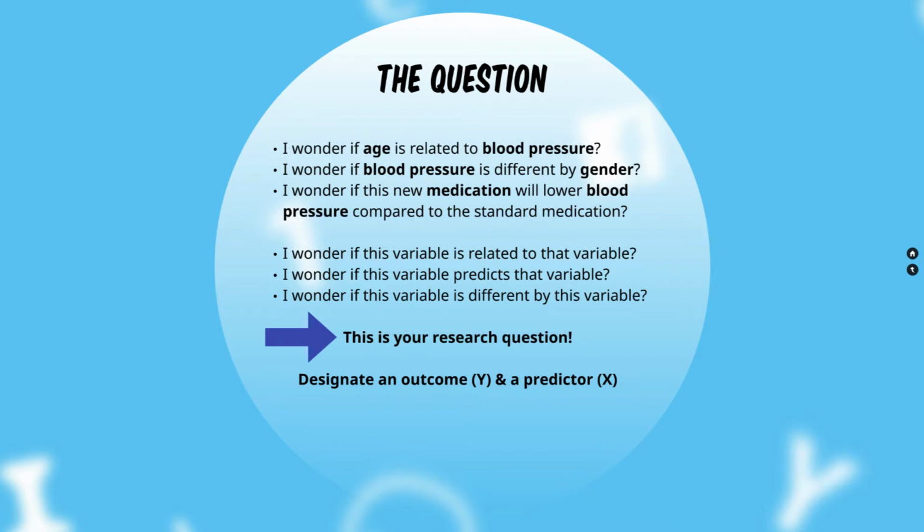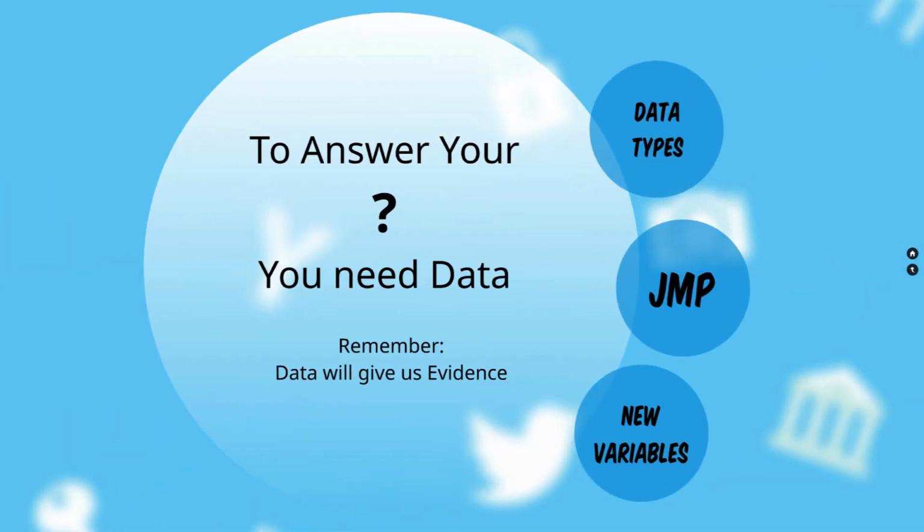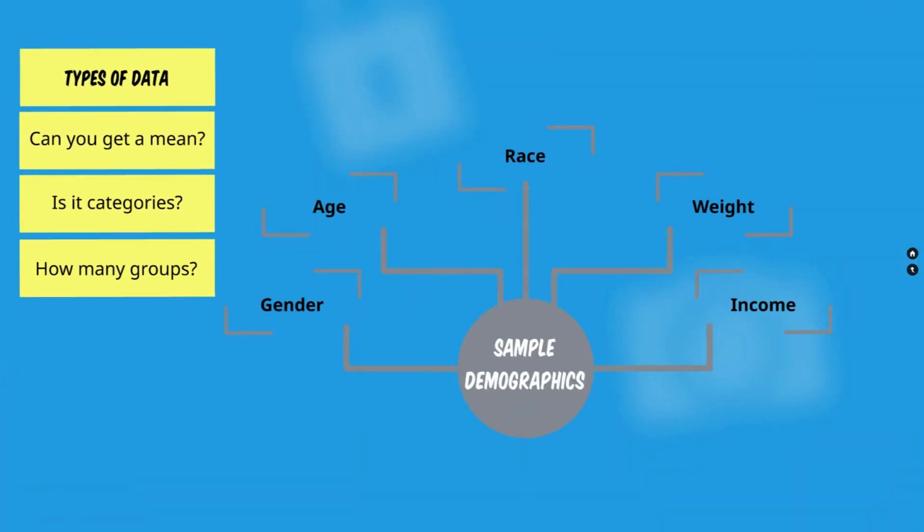Once you've designed and specified your research question, you can designate an outcome, Y, and a predictor, X. To answer your question, you need data. Remember, data is how biostatistics gives us evidence for public health. To review data types, ask yourself, can you get a mean from this variable? Is it in categories? And if it's in categories, how many groups are there?